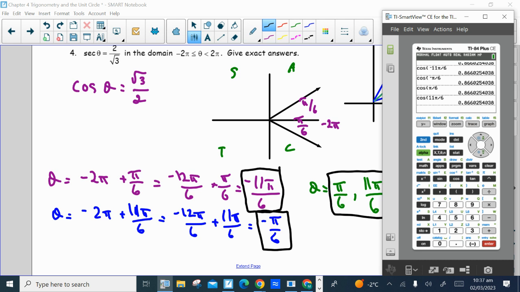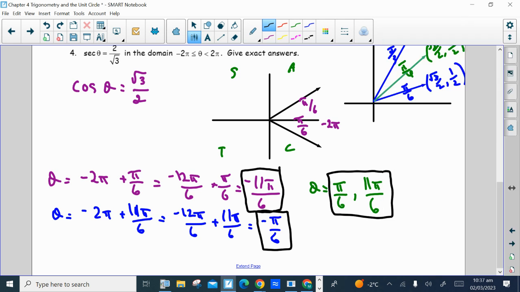So you should never get the stated answers wrong. The only thing that you might do is maybe forget some of these. Maybe you only do the ones that are positive and you're forgetting about the negative ones because you missed the domain. You missed that it's going from negative 2 pi to positive 2 pi. Right? So that's something that you always want to take note of.